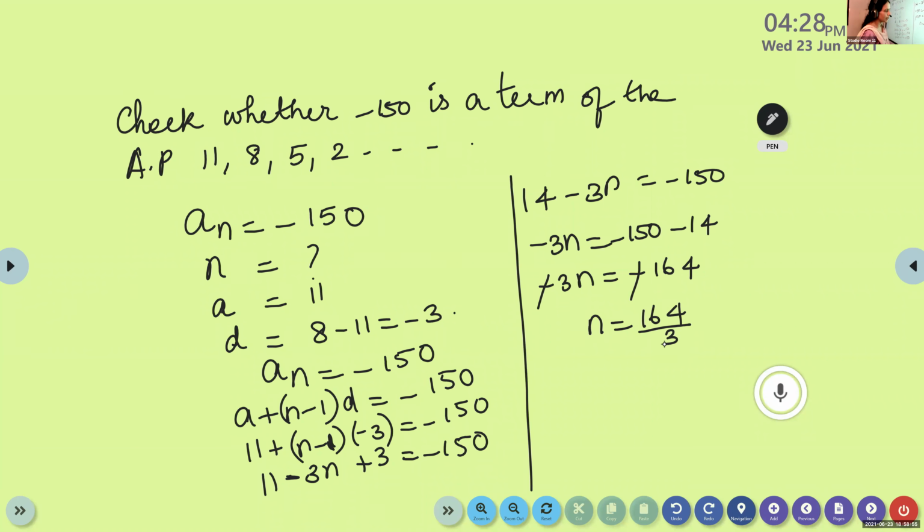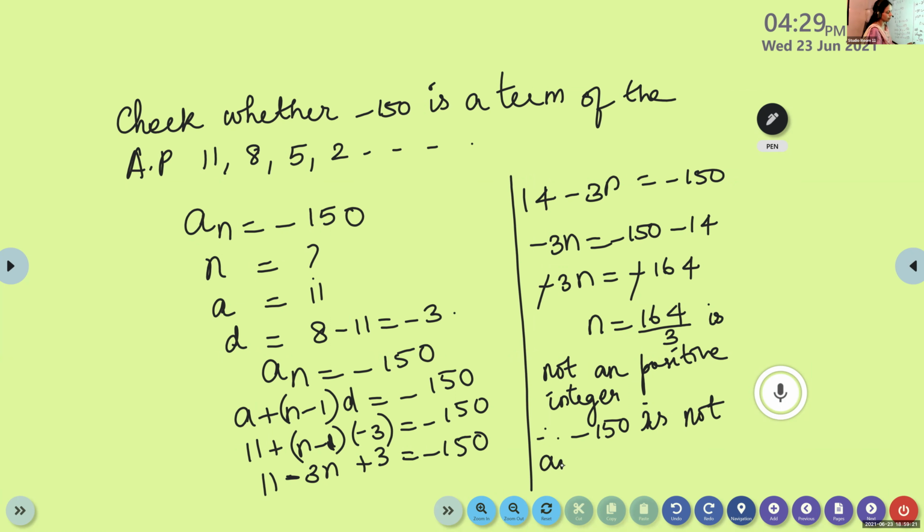When you divide it by 3, you are not getting a positive integer. It is not divisible; you get a fraction. So it is not a positive integer. Therefore, we can say negative 150 is not a term of the sequence. While finding n, if n is not a whole number, then it is not a term of the sequence.